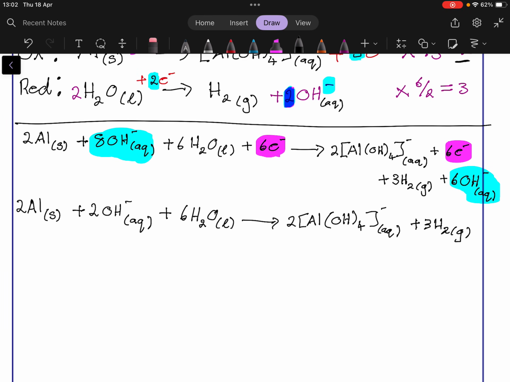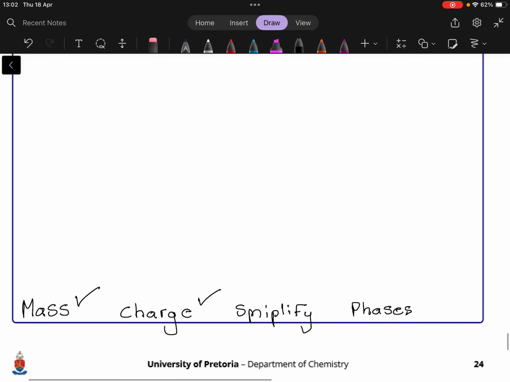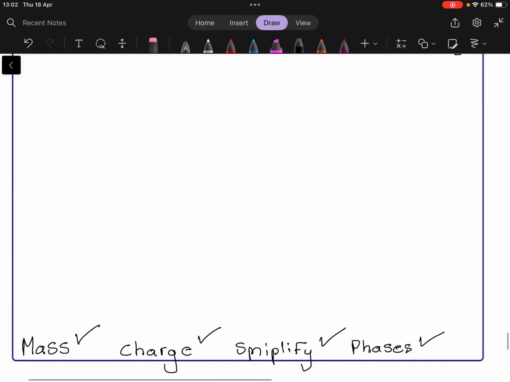All right. So that is our final equation, because we can see there's nothing on the left and the right-hand side that we can cancel anymore. All are unique species. So we've simplified. We just need to check all the phases.